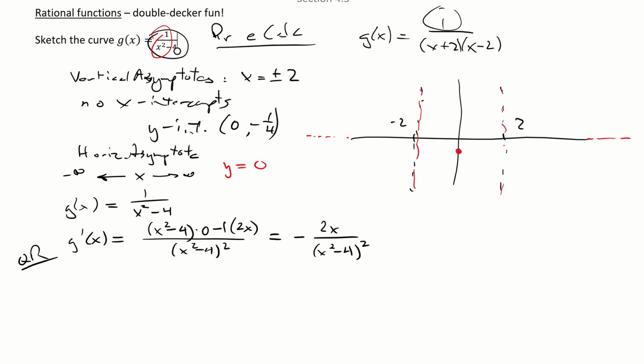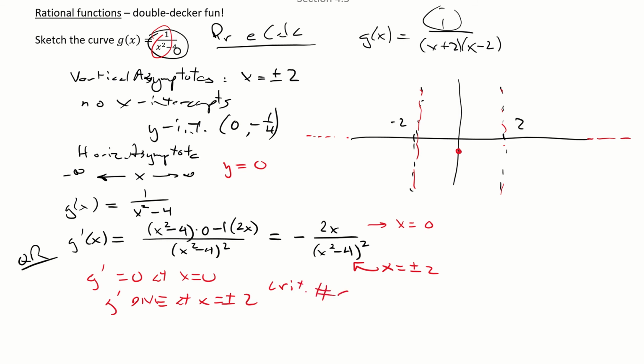Okay, so, all right. We know the critical points downstairs still exist because look, if you plug in x is equal to plus or minus 2, you're in trouble. Let's divide by 0. The derivative doesn't exist there either, okay? And there's a new guy in town, though. Upstairs, if x is equal to 0, we've got the derivative is 0. So I'll say it this way. G prime equals 0 at x is equal to 0, and g prime does not exist at x is plus or minus 2. These are your critical numbers, okay?